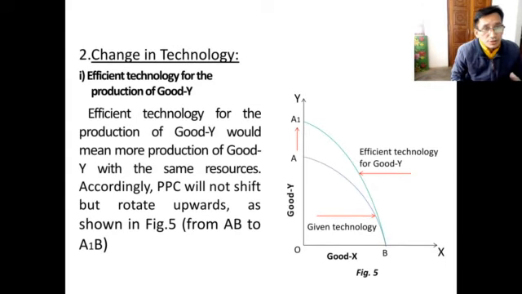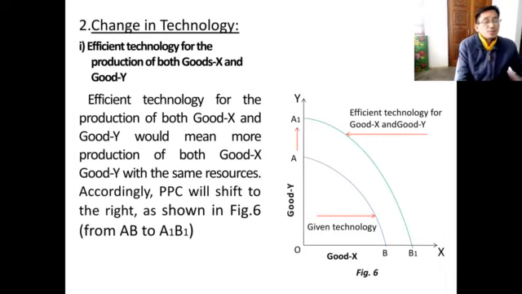Okay, this is the situation. And there may be another condition: in case of a change in technology, the efficiency in the technology for the production of both good X and Y may be increased. So if it is so, what happens? Efficient technology for the production of both good X and good Y would mean more production of both X and Y with the same resources. So accordingly, the PPC will shift to the right.